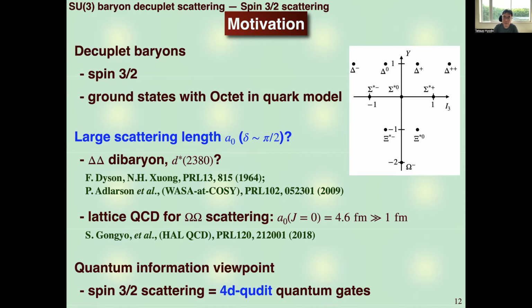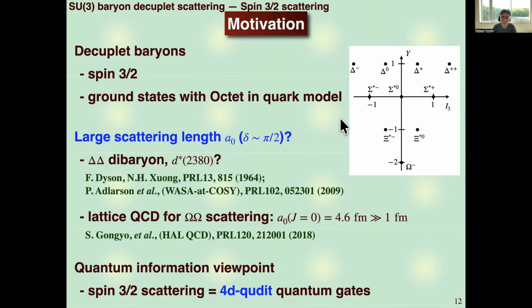So there are some phenomenological reasons why we are interested in the scattering between these decuplet spin 3/2 baryons. One is that there are some channels where people discuss the possible large scattering length nature of two decuplet baryons. Remember that the non-relativistic conformal symmetry appears from the entanglement suppression, and it is actually a good combination with this large scattering length, because this result may be explained from the entanglement suppression idea.